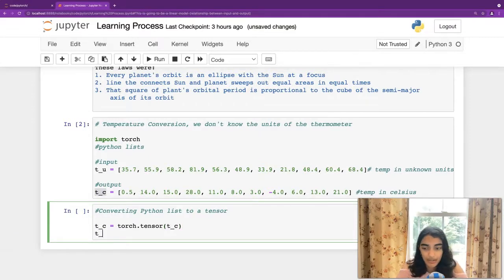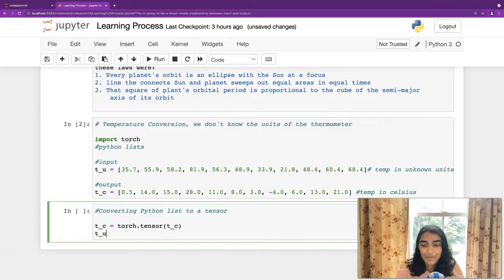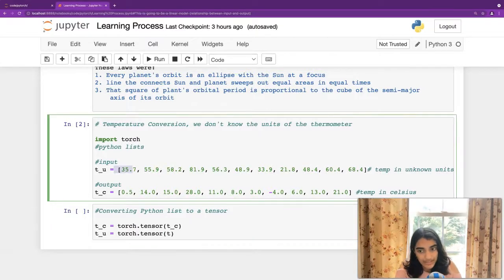And let's do the same thing with TU. And the U here just stands for unknown units. And the C is for Celsius, if that wasn't clear. So we do that, and we're just converting it to a tensor because that's how we deal with our data, right? We can't deal with Python lists.